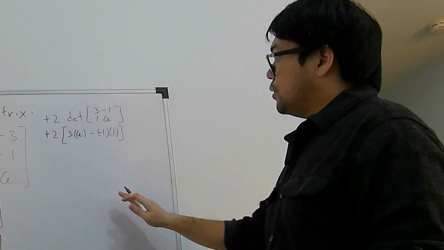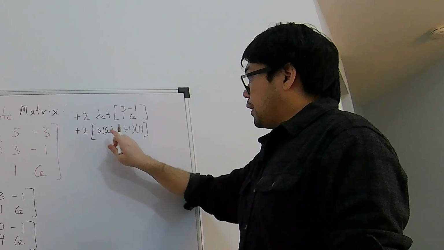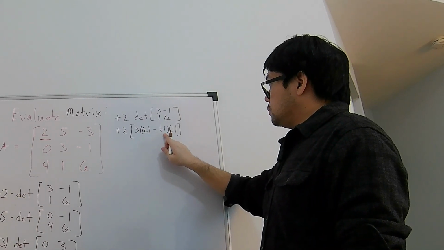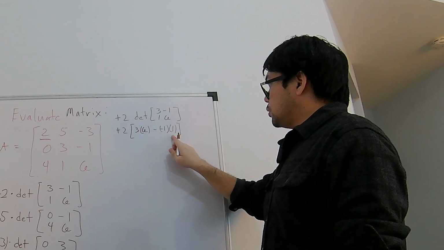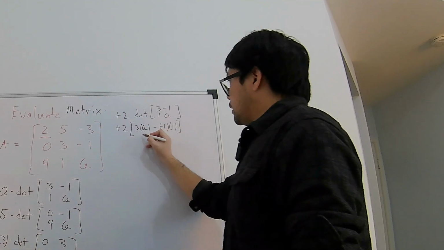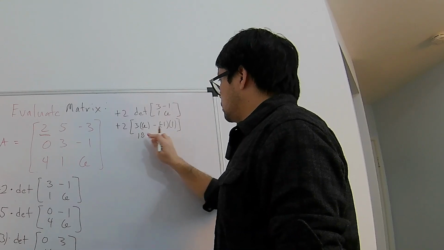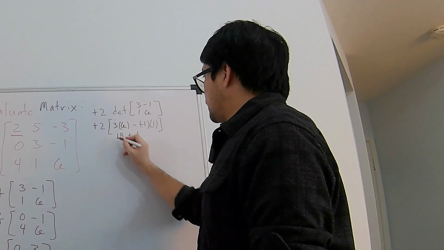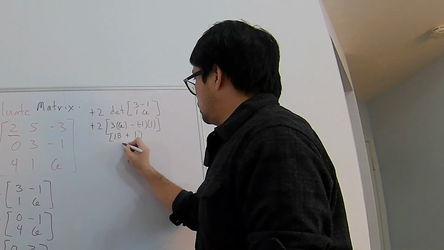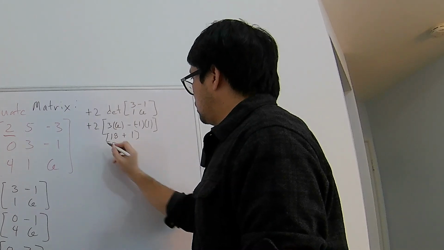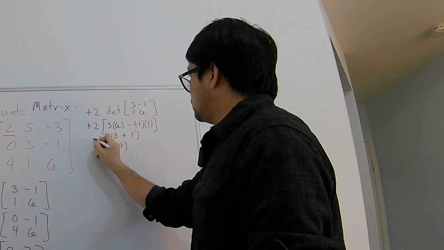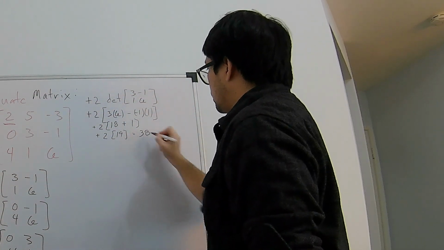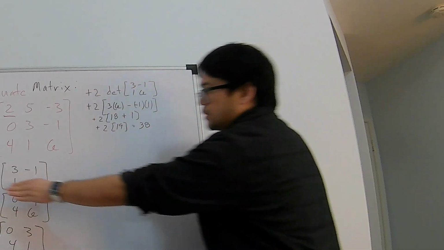All right, with this, what do we get? 3 times 6 is 18 minus -1 times 1. So that's a positive 1. So what we have here is 18 plus 1, which is 19, right? So that is 19, like that. So 2, I'm just breaking it down here. Positive 2. 2 times 19 is what? 38. All right, there we go. So that's this expression evaluated.